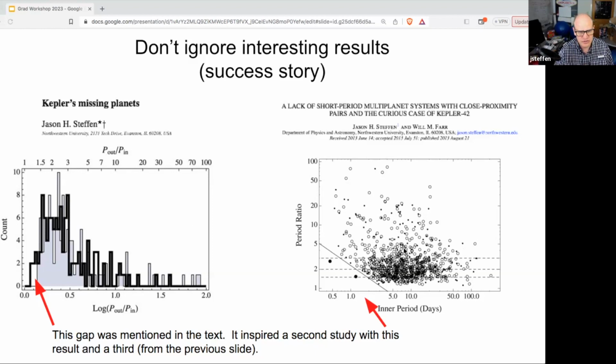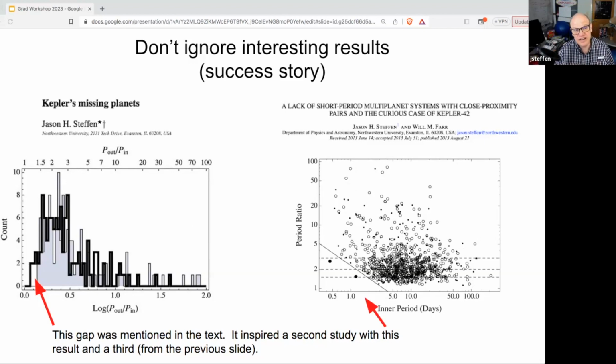I have a graduate student who's currently working on a revision of this second paper, that came from noticing, oh, there's something interesting that came out of this study or this analysis, and this would be a good place to divide it off and have a separate paper about it.